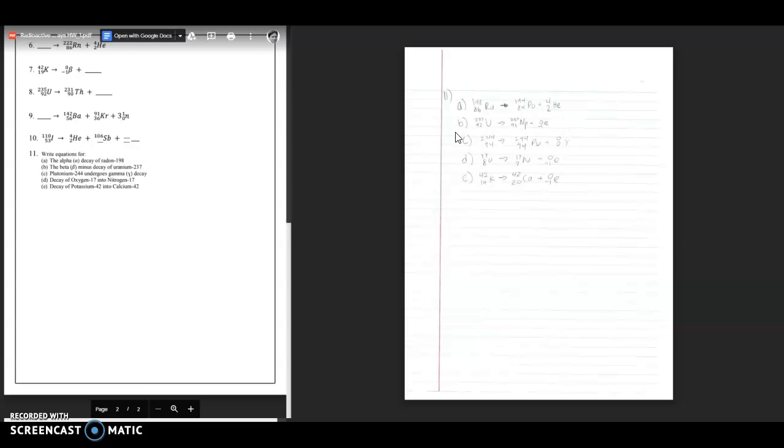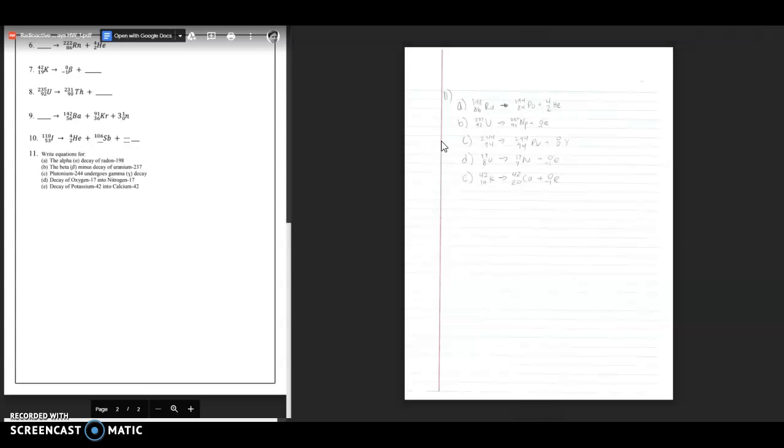Part C, plutonium-244 undergoes gamma decay. So you write out plutonium-244 with 94 being the number of protons. I actually just forgot the element here. That was my bad. But in gamma decay, energy is emitted. Basically, only energy is emitted. So you still have the 244 mass number and 94 protons. You just have to express that energy is emitted by adding this.